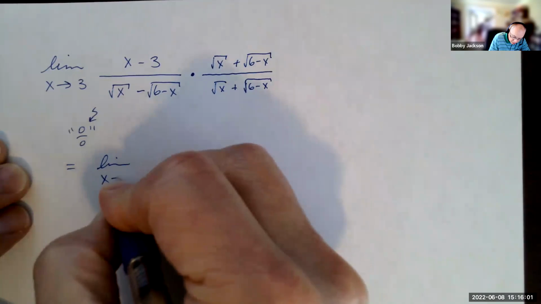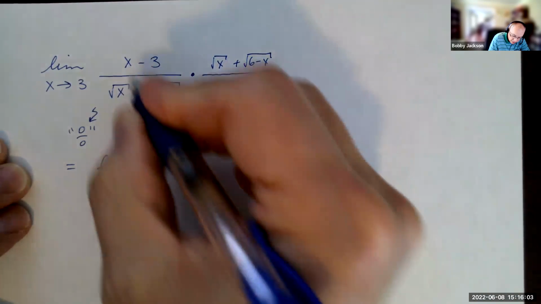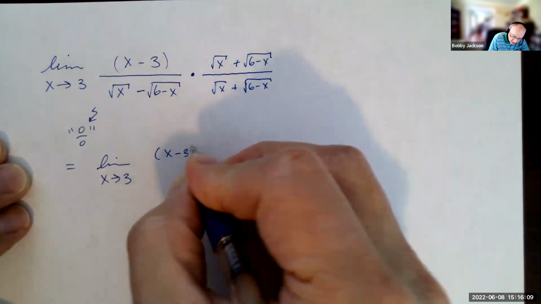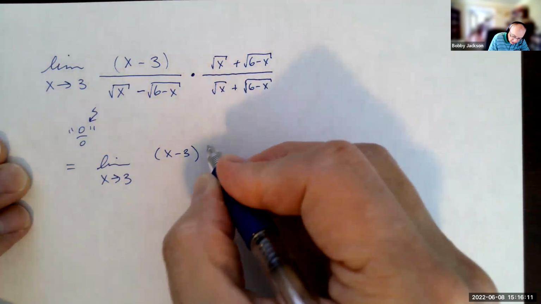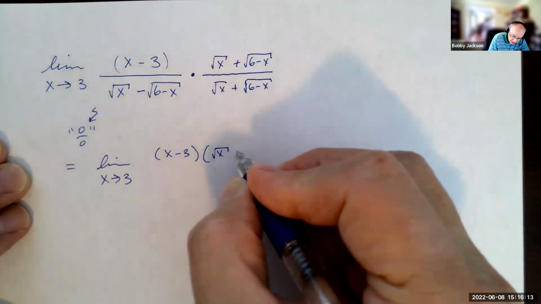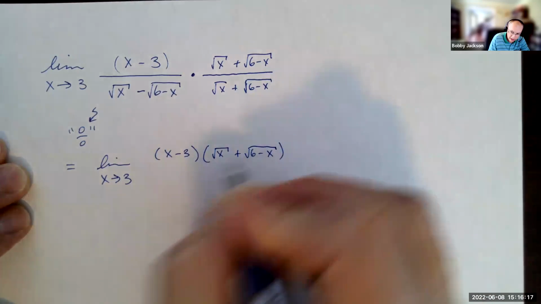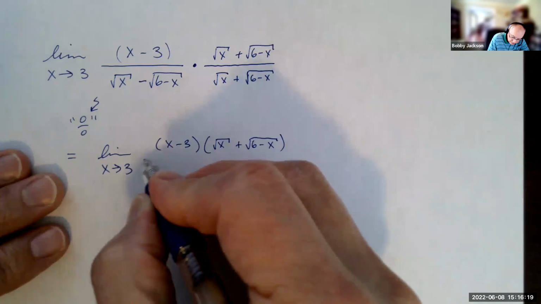Now up top, I'm going to leave it factored. So x minus 3, remember there's a parentheses around this x minus 3. So I want to make sure I have a parentheses around that x minus 3. And then this stuff here needs a parentheses around it as well. I do not want to FOIL this out, expand this out, leave it factored.